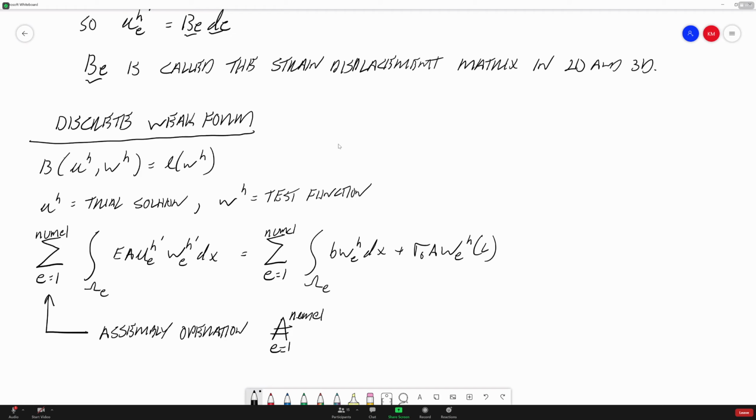So this is just a way that you can see this written. This whole thing is the assembly process for going through and doing our calculations at every nodal value for every element.